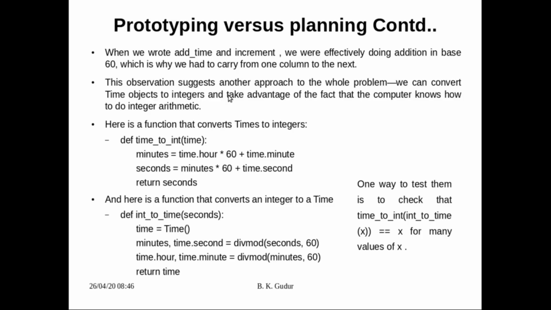What we can do is write two functions, one to convert time to integer and another to convert integer to time. Here, a time object will be given and a number of seconds will be given. So first, the time object will be converted to an integer. This is the definition of a function called time_to_int.